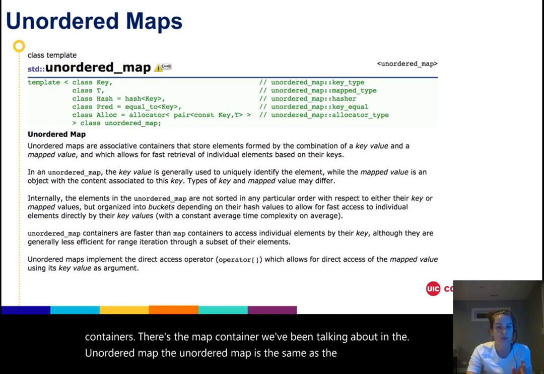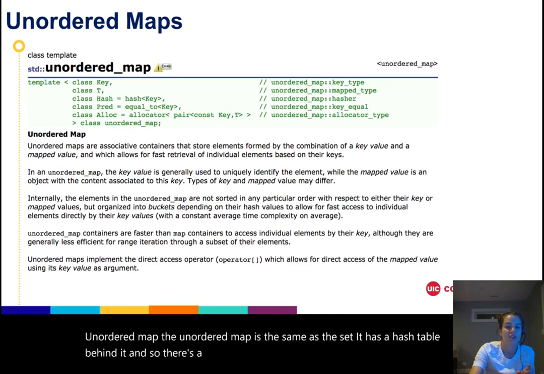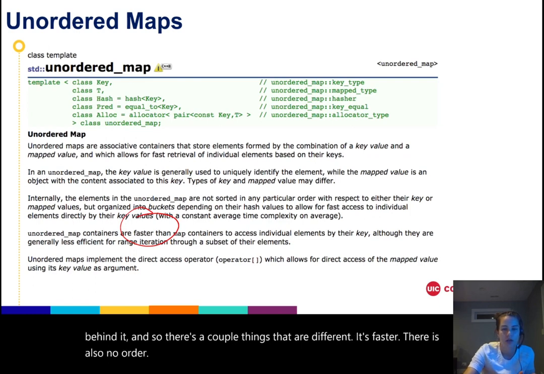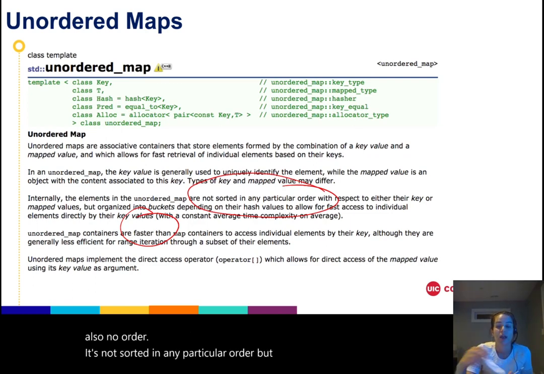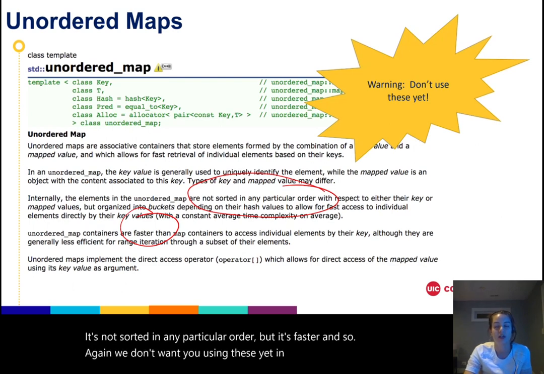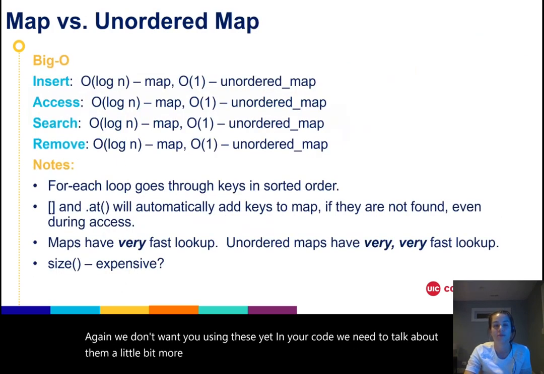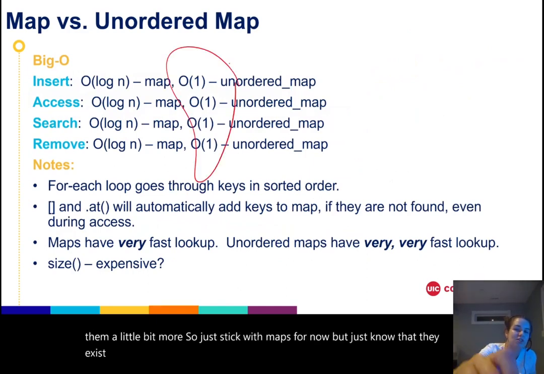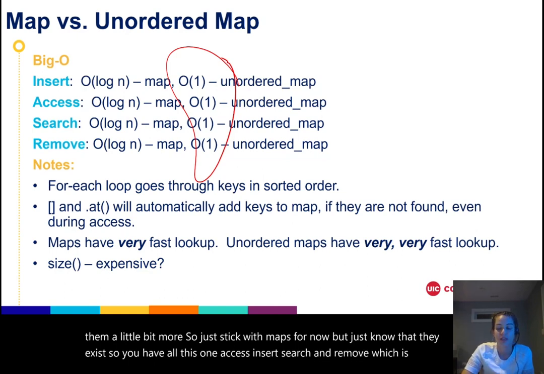It has a hash table behind it, and so there's a couple things that are different. It's faster. There is also no order. It's not sorted in any particular order, but it's faster. And so again, we don't want you using these yet in your code. We need to talk about them a little bit more, so just stick with maps for now, but just know that they exist. So you have all this O(1) access, insert, search, and remove, which is amazing, but they no longer maintain an order.